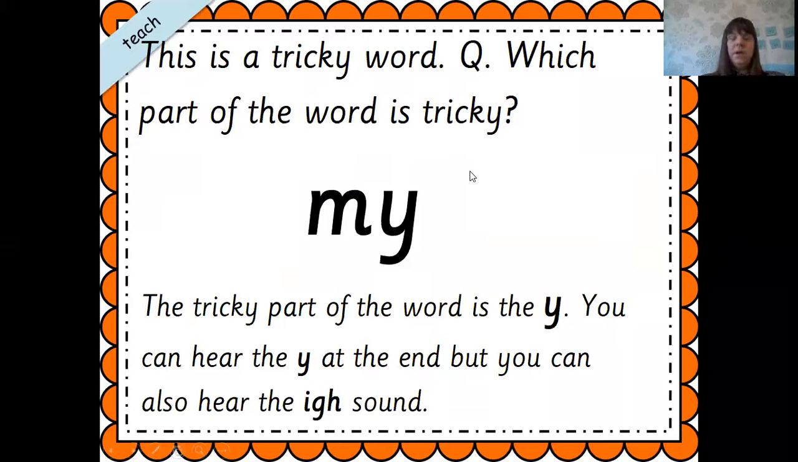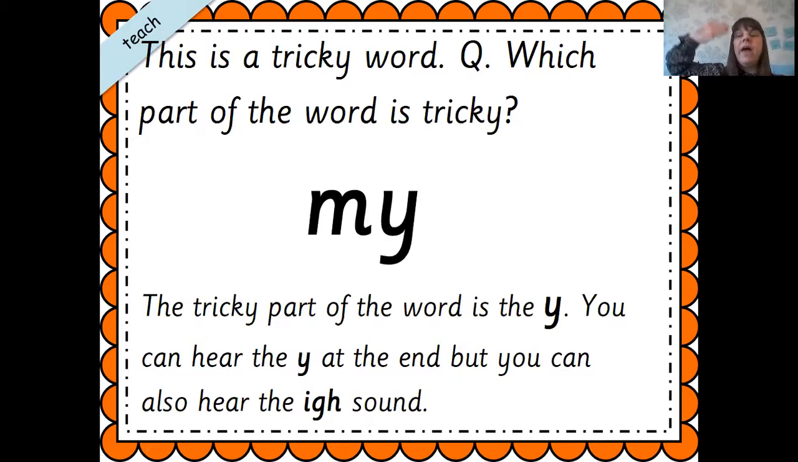So, our teach section, we are going to introduce you to the new tricky word, my. Now, the tricky part of the word is not the m because we can see that it begins with m and it makes an m sound so that's correct, isn't it? Now the y, it doesn't make sense. That's the tricky part.